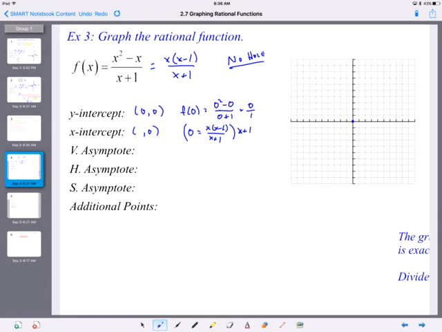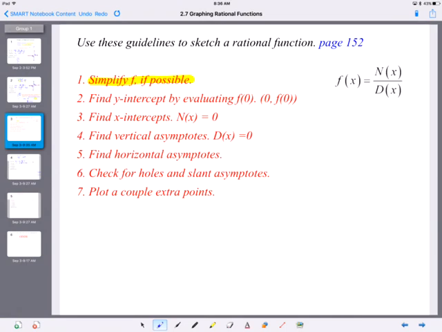the denominator cancels. So really, every time that we set this up, we're setting 0 to equal the numerator. And if you go back and look at your guidelines, if you recognize this, to find the x-intercept, we're always setting our numerator equal to 0 because the denominator always cancels out.